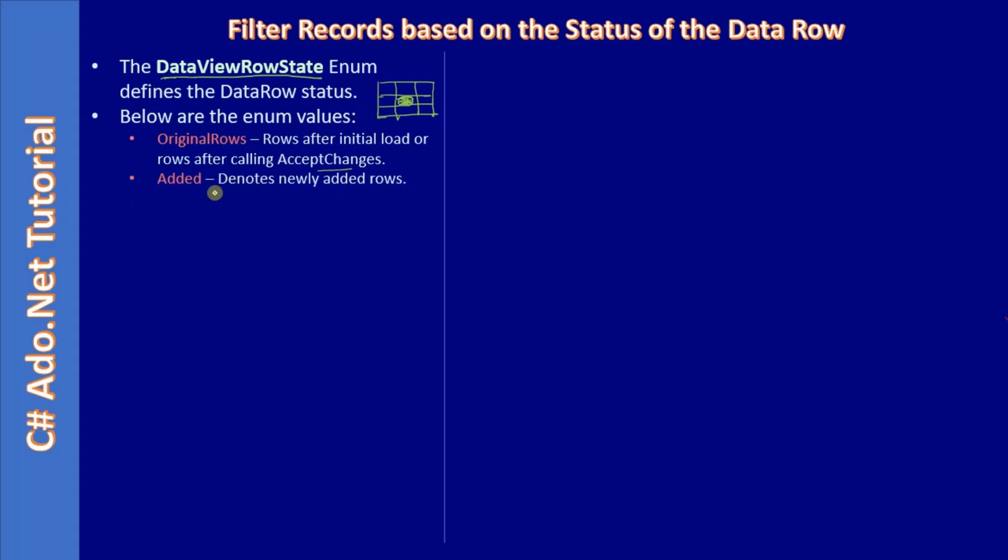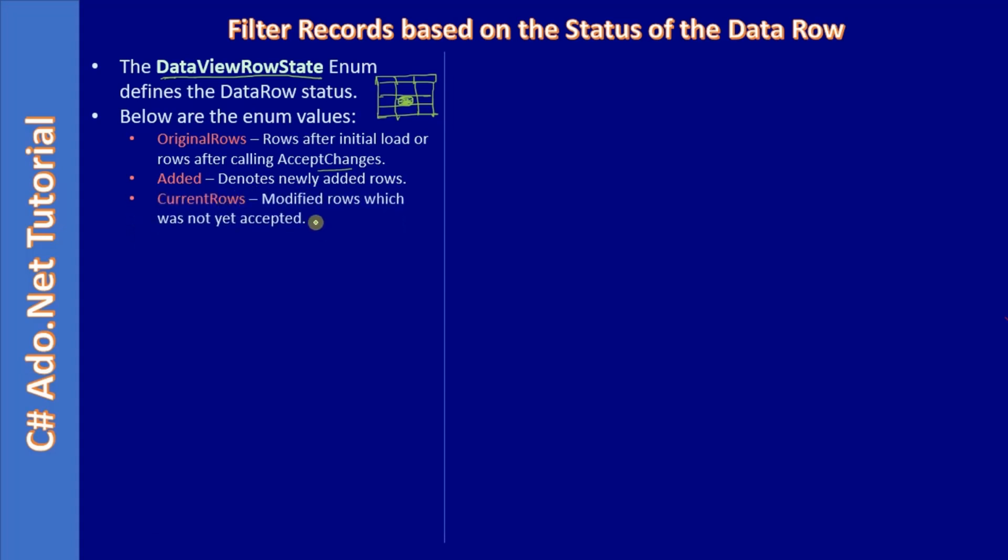The next one is added. Added denotes a newly added row. Suppose you add a new row here after the initial load, this newly added row can be seen using this added enumeration value. So that's why added denotes newly added rows.